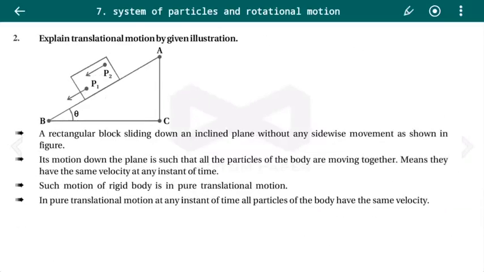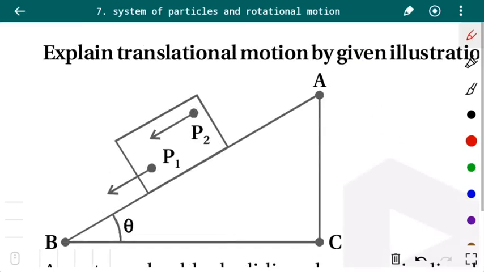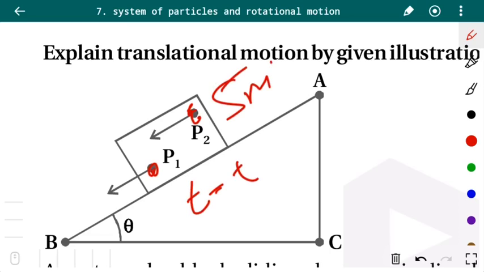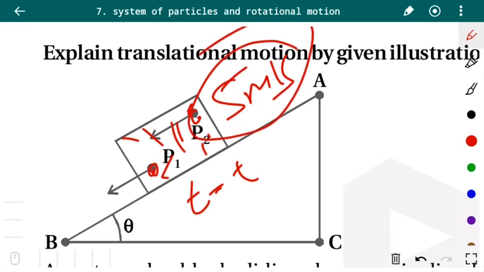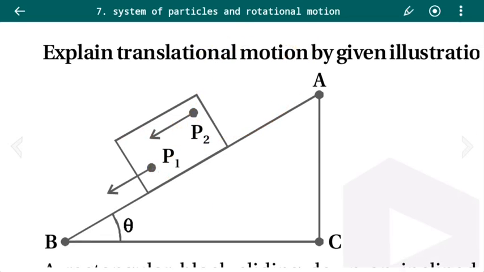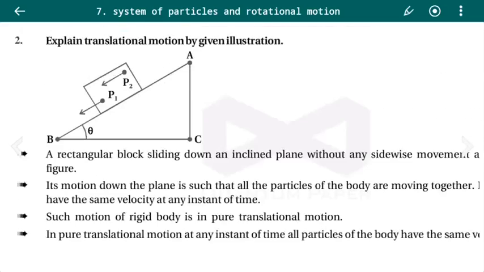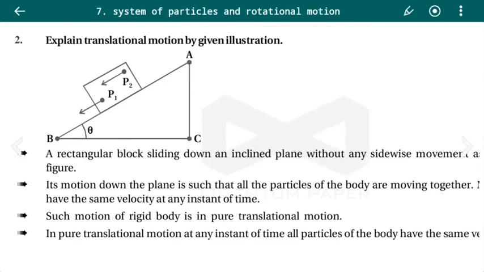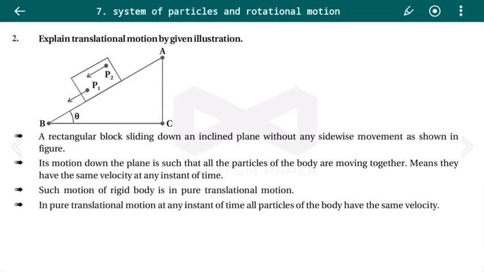That means here, if we say that particles P1 and P2 at this instant of time, say t equals t, both particles will have the same velocity. If it is 5 meters per second, then all the particles of this block have the same velocity, 5 meters per second. Then such type of motion is called translational motion. So students, you may note down this theory.